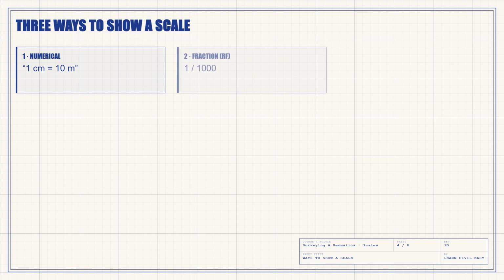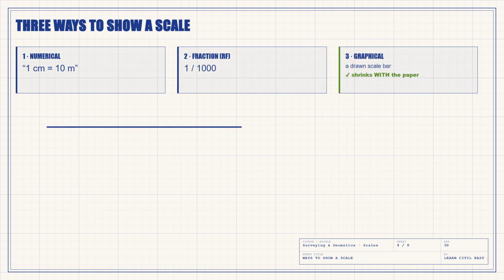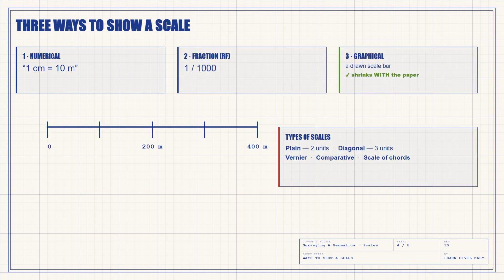Now, there are three lovely ways to show a scale. First, as a simple statement, like 1 centimeter equals 10 meters. Second, as that representative fraction. And third, my favorite, as a drawn graphical scale, a little bar sitting right on the map. And why is it my favorite? Because if the paper shrinks with age, the drawn scale shrinks along with it and stays perfectly correct. And these drawn scales come in types too. A plain scale shows 2 units, while a diagonal scale can show 3.